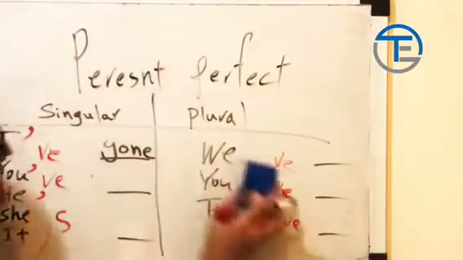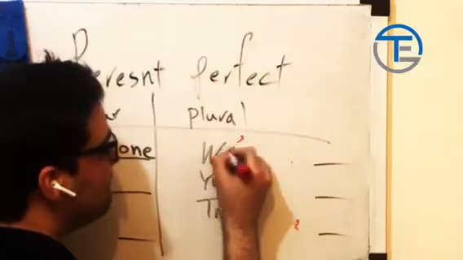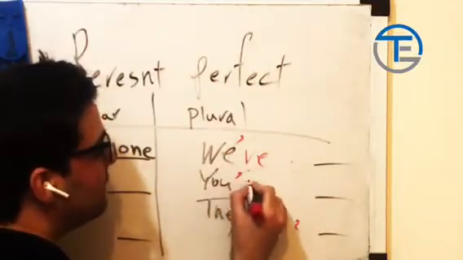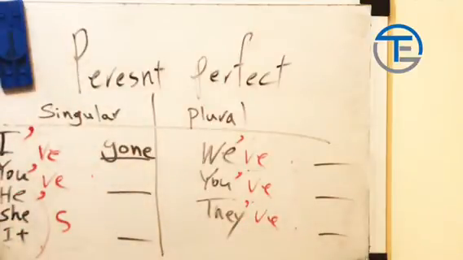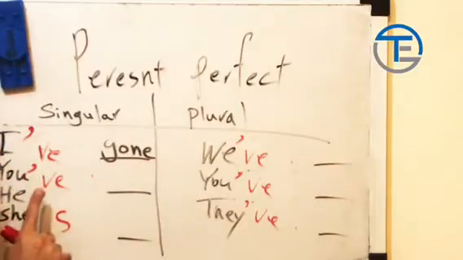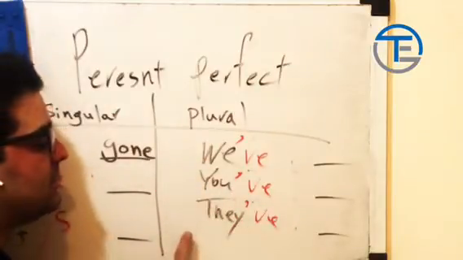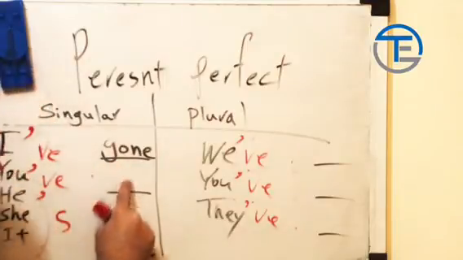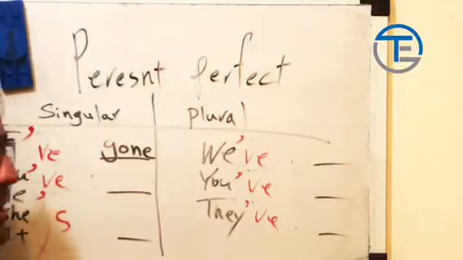Again, we clean this and put them near your subject pronoun. We've, you've, they've. Okay, you can repeat after me. I've, you've, he's, she's, it's, we've, you've, they've. And then write the past participle of your main verb, like gone.